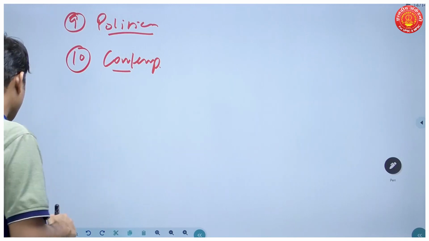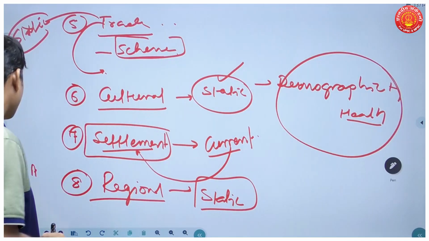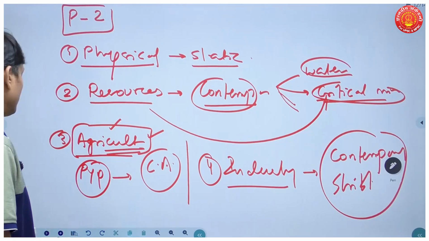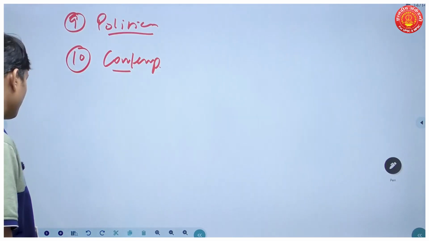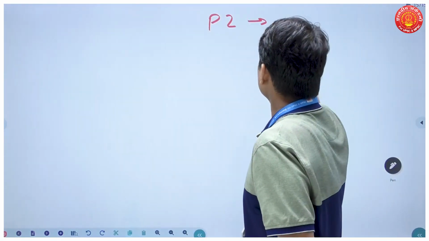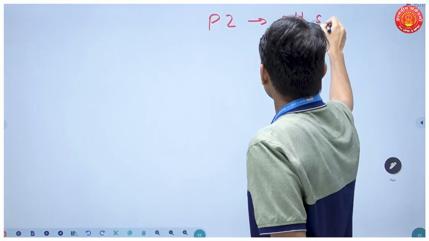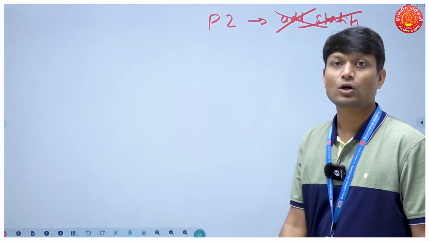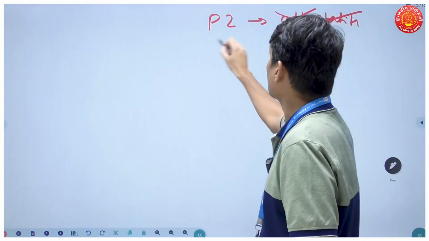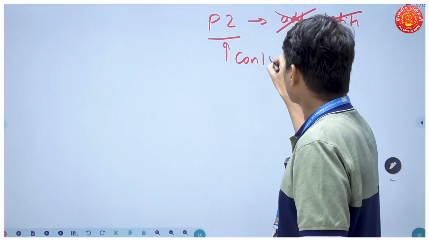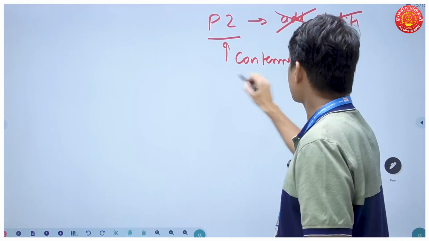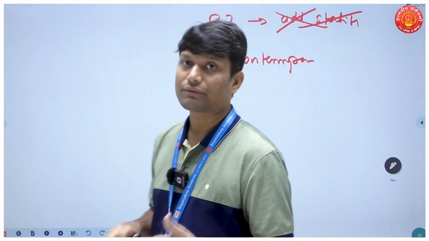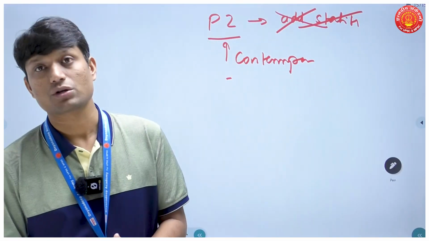Fine. So that is how we have to add content or material when it comes to paper 2 of geography. By and large, what I learn here is that in paper 2 I have nothing to add from static, right? You do not have to add anything from static. Whatever you are adding in paper 2 will be from contemporary affairs or current affairs, which you are anyway preparing for GS.